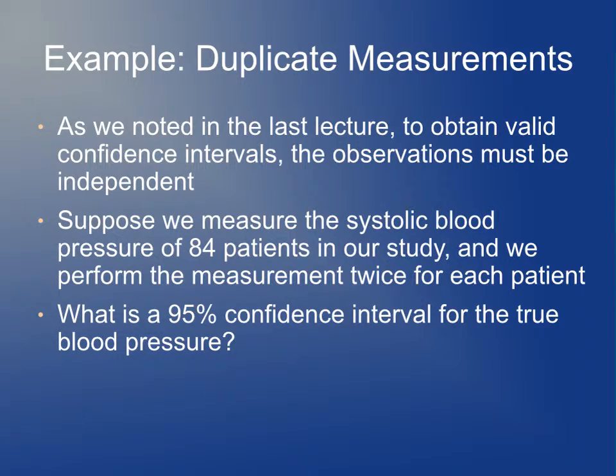Another place that you can go wrong is that in order to obtain valid confidence intervals, your observations have to be independent. An example where this might be violated is a study that I worked on a few years ago where we had 84 patients in our clinic. We measured their blood pressure twice and we wanted to find a 95% confidence interval for the blood pressure. How would you go about doing this?